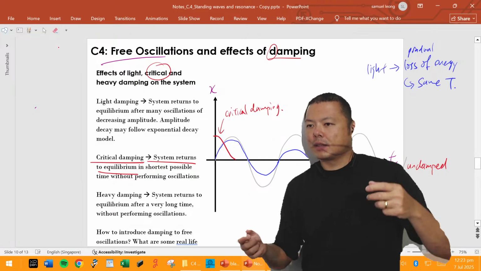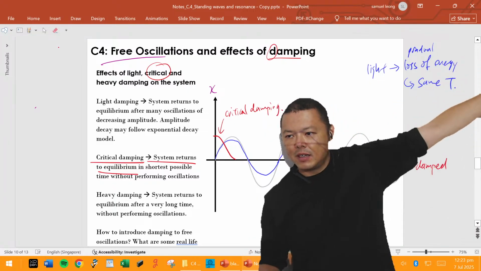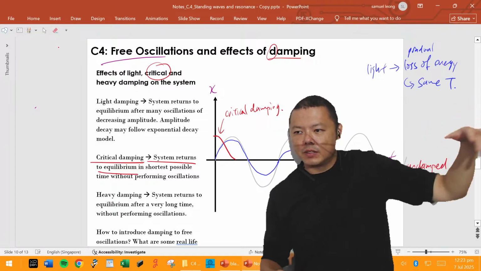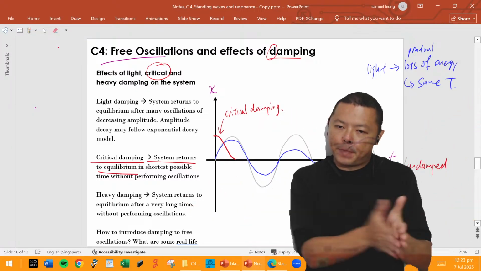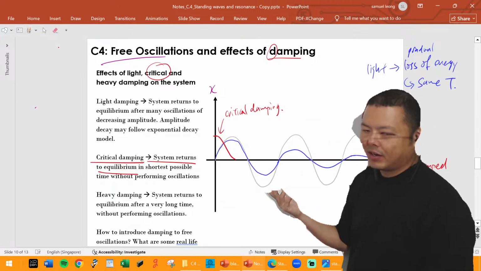Like there was once my contractor, he went and fiddled with the spring and then he left it in a very bad configuration. So every time we open the door, we let go, right? The thing will just close like that. So that was a critically damped door.